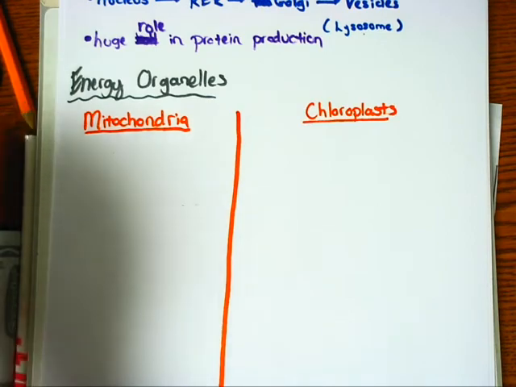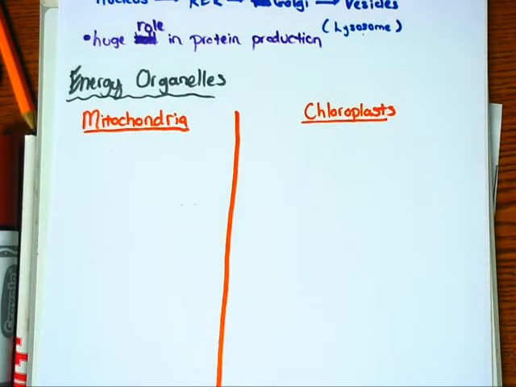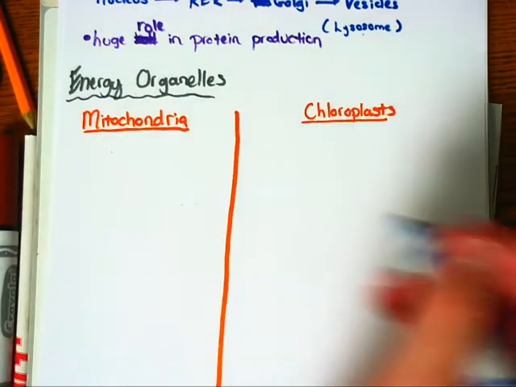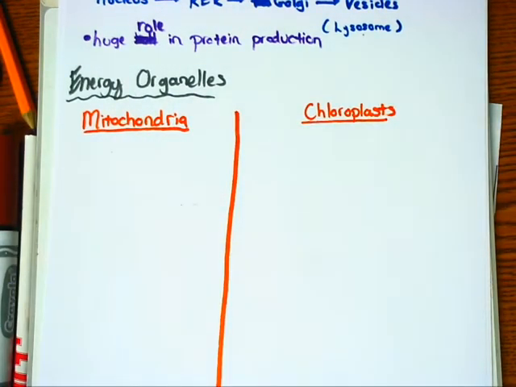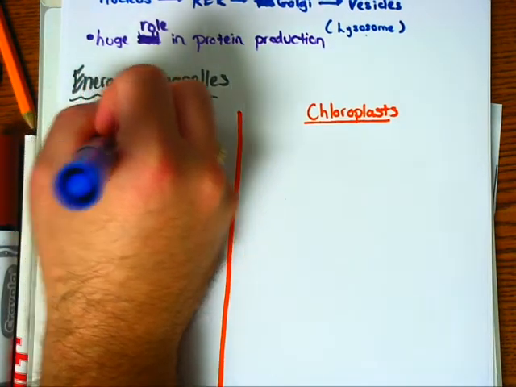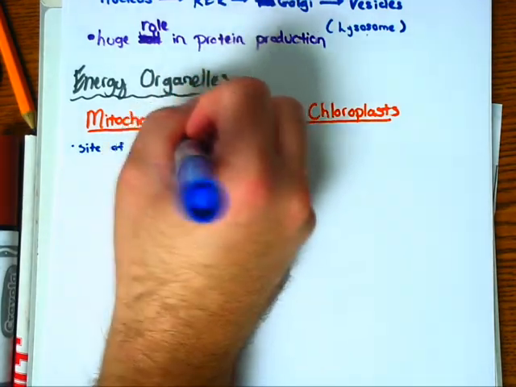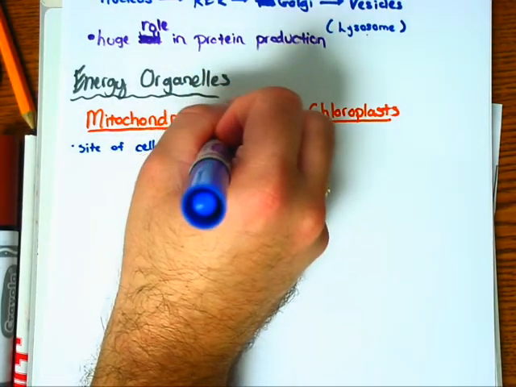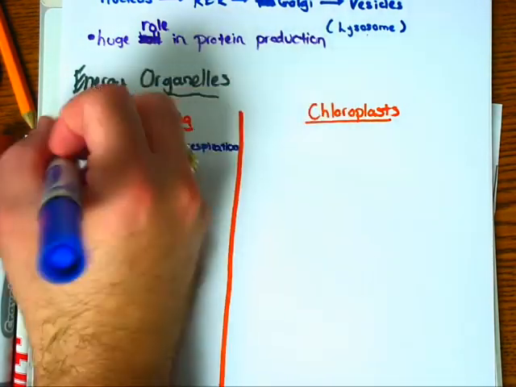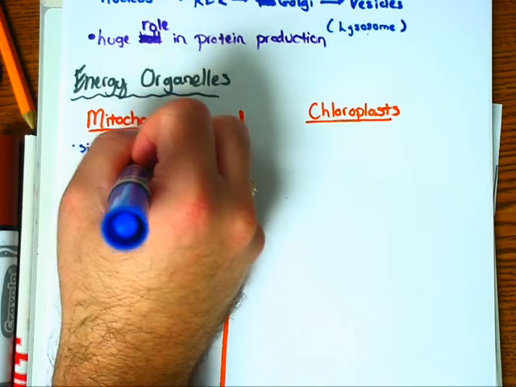So let's talk about what they're each doing. And what we'll see is that in chapters 9 and 10, we explore these to a large degree. But for now, let's just see where we got what we got with these guys. First off, about mitochondria, it's the site of cell respiration. The purpose of cell respiration is to generate ATP.